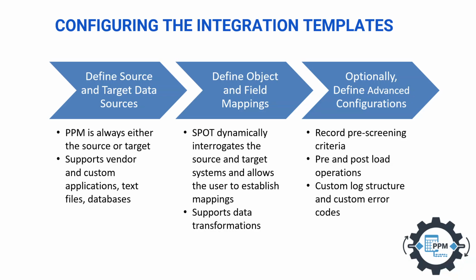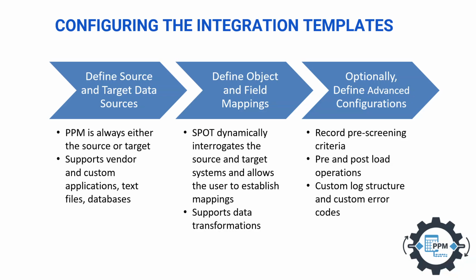Today's demo is going to focus on the template configuration part, which just like everything else in Spot works the same way from the simplest data load to the most complex integration. They're usually very quick to configure and rarely change afterwards. The first step in configuring a template is to define your source and target data sources. PPM is always going to be designated as either the source or target. It also supports vendor and custom applications, as we just mentioned, text files, and databases.